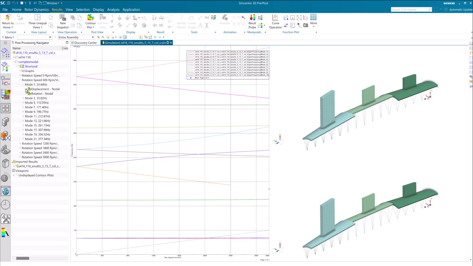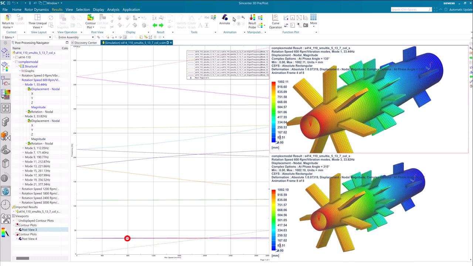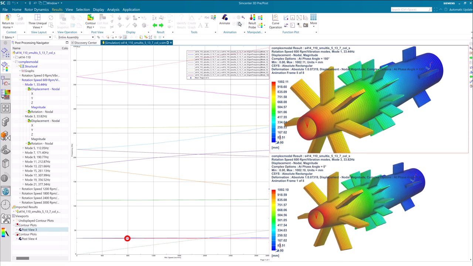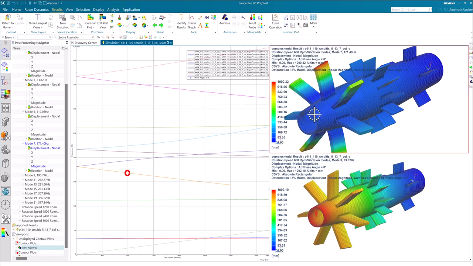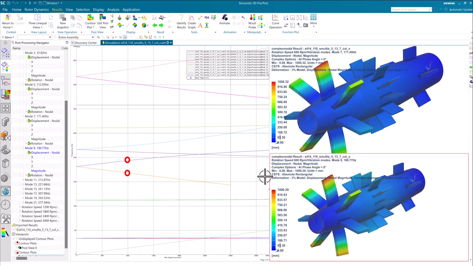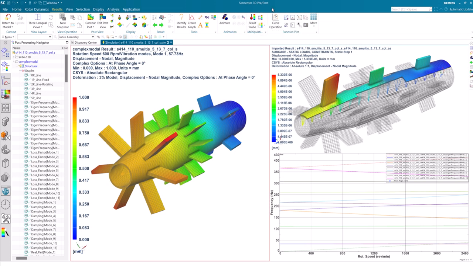In this example, the first and third modes at 33 Hz are backward and forward modes respectively, as shown in the animation. Mode 5 at 112 Hz is a torsional mode that corresponds to the harmonic index 0. Mode 7 and 9 are 1 diameter modes that represent bending modes.